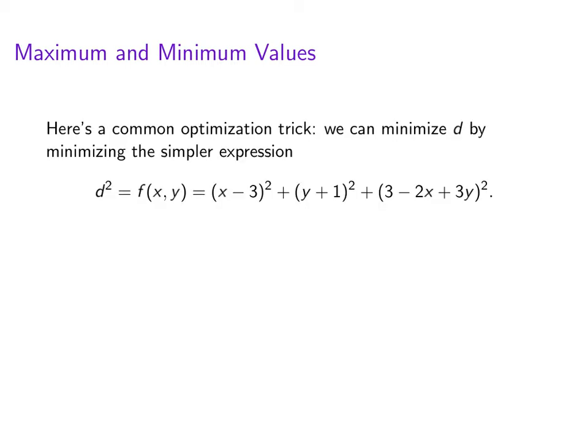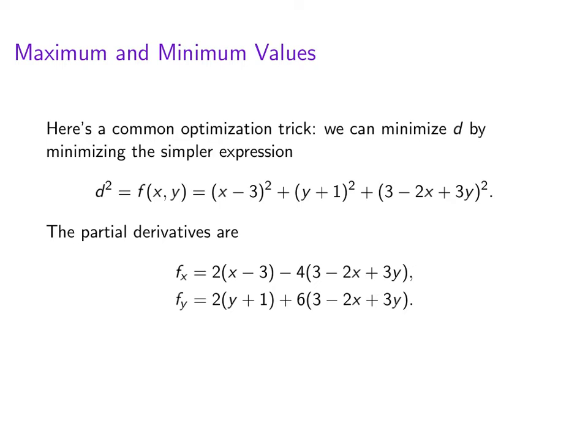Now I want to show you a very common trick that comes up a lot in these optimization problems. Notice that the expression that we were just dealing with for the distance had a square root in it, and those are kind of messy. So instead of minimizing d, we'll minimize a simpler looking expression. We'll minimize d squared. Essentially we just get rid of the square root. So if this is going to be a minimum value, then d will also be minimized.